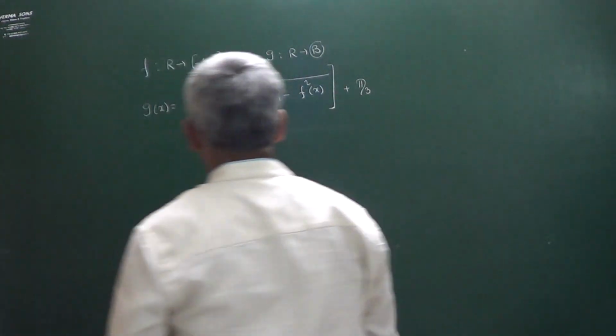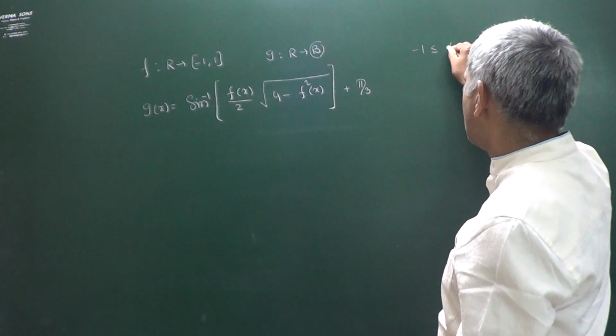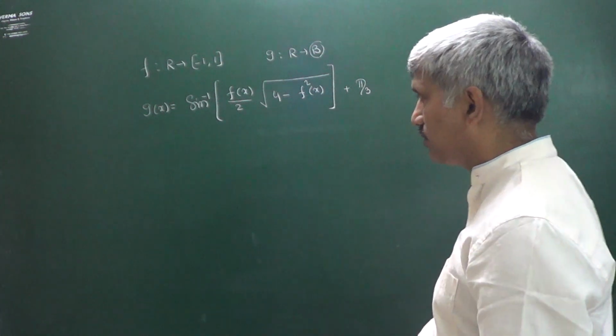So what information do we have? The range of f of x given in the question is -1 less than or equal to f of x less than or equal to 1. That information is given.